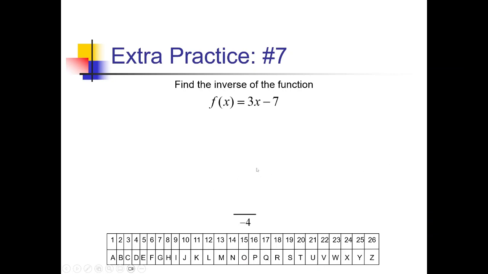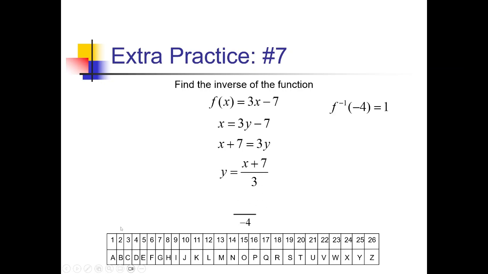This next one should be a pretty quick problem. It's just a linear equation here. So switching x and y, we have x equals 3y minus 7. So add 7 to both sides, and then divide both sides by 3. That's x plus 7 over 3. Now I could use the calculator, but really, do I need to? Negative 4 plugged in for x. Negative 4 plus 7 is going to be 3, and then 3 divided by 3 is just 1.